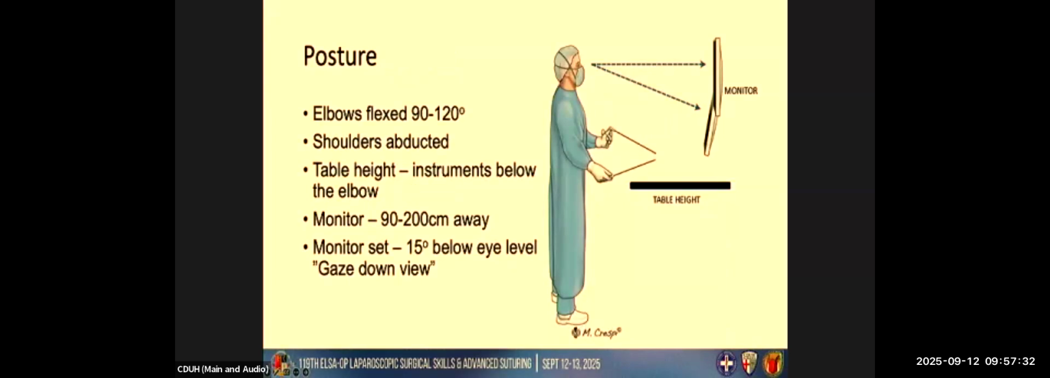So the ideal posture for the surgeon during laparoscopy is a relaxed stance with elbows flexed at 90 to 120 degrees and shoulders slightly abducted. The table height should be adjusted so that the instruments rest below the elbow level. Monitors should be positioned directly in front of the surgeon at 90 to 200 centimeters distance and set about 15 degrees below the eye level for a gaze down view. These adjustments altogether reduce fatigue, improve precision, and protect the surgeon from long-term musculoskeletal injuries.